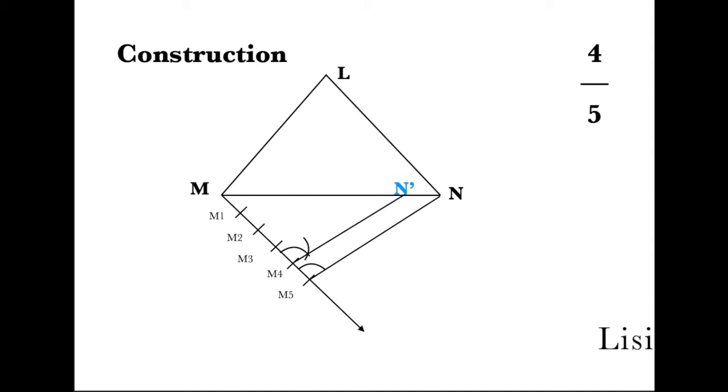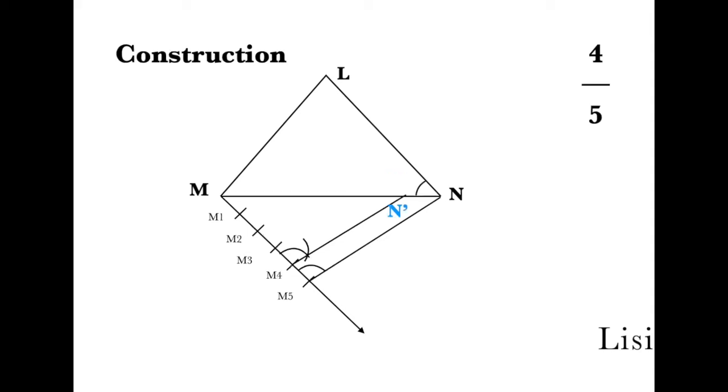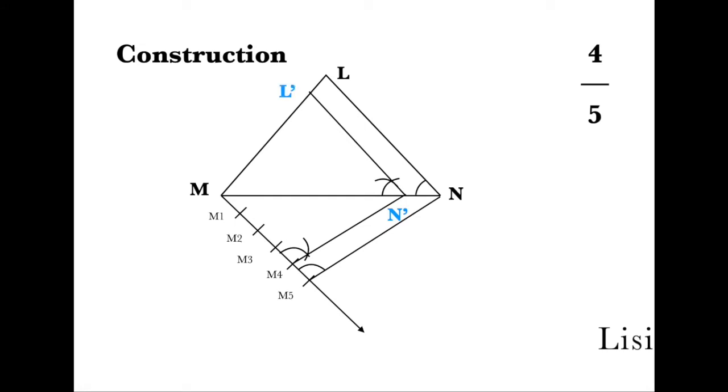Now keep your compass at N, cut an arc with a random measurement, place the compass at N dash with the same measurement. Don't change. Now you measure the arc N using your compass and place that here and cut with the previous arc. Now you join that point and N dash and extend it. It will meet ML at L dash. Now you see your triangle L dash M N dash is your similar triangle to the drawn one LMN. Clear? Yes. Next one.